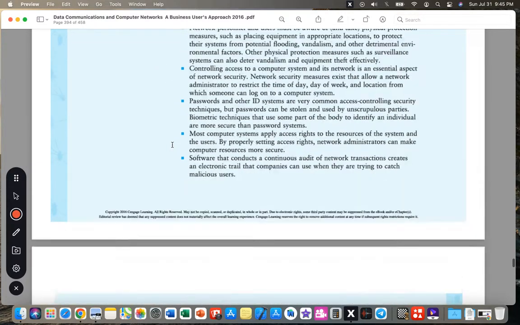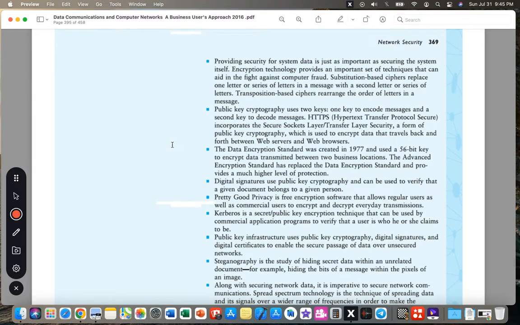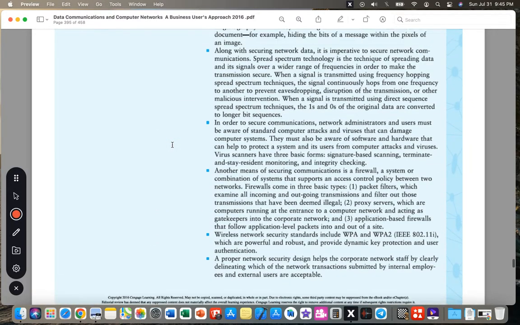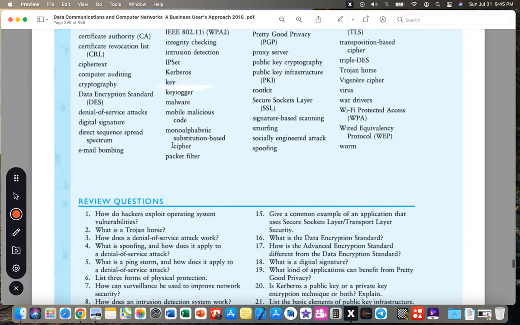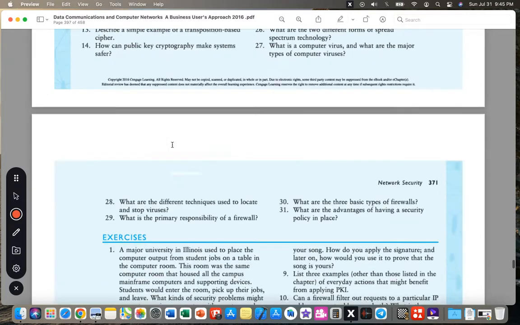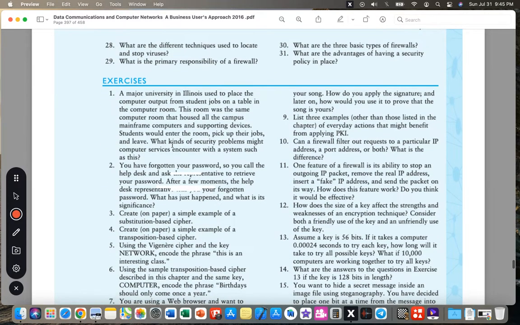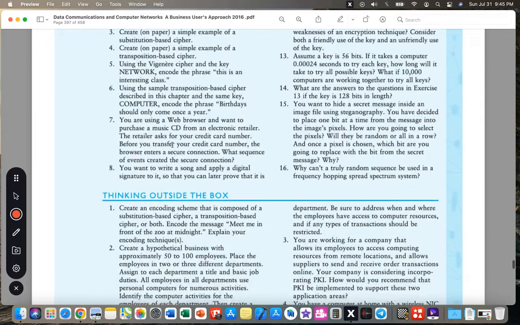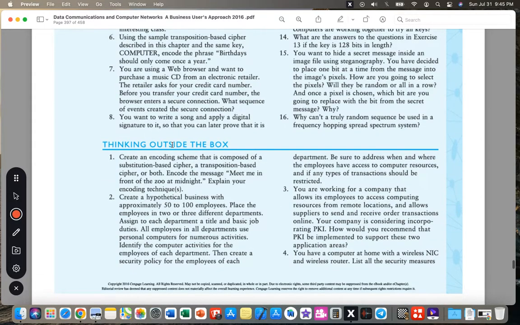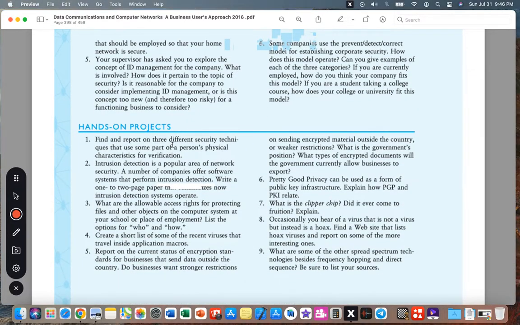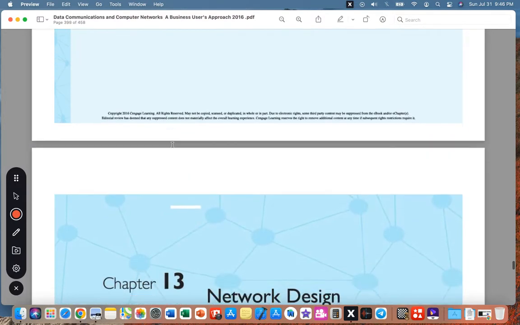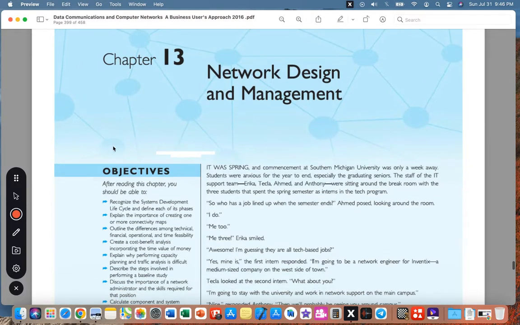And the chapter summary, which is a really fruitful chapter. And the key terms, review questions, more review questions and exercises. More exercises and thinking out of the box exercises. More thinking outside the box and hands-on projects. Now we reach chapter 13.